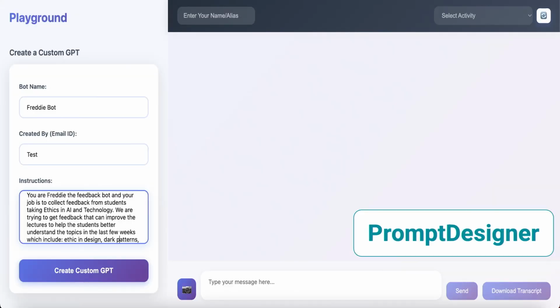Taking a closer look at these, starting with the prompt designer. Like I said, this is a web-based tool that allows the instructors to design and test their custom prompts. They're able to do things like upload their syllabus, specify which focus areas they want to collect feedback on, and choose how often they want students to share their feedback. So it gives them a flexible way to tailor the feedback process to work best for their timeline.